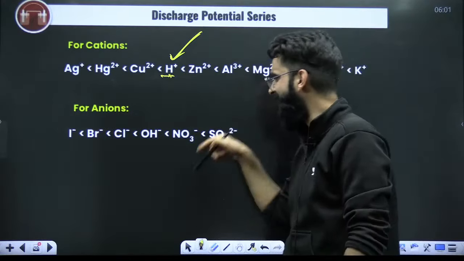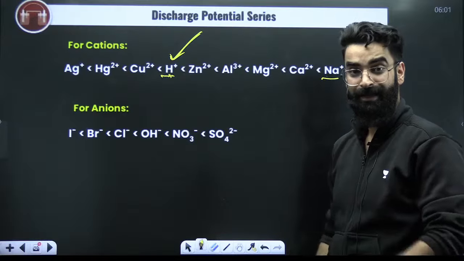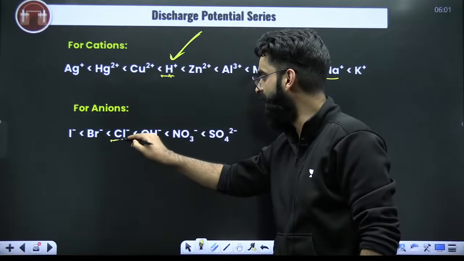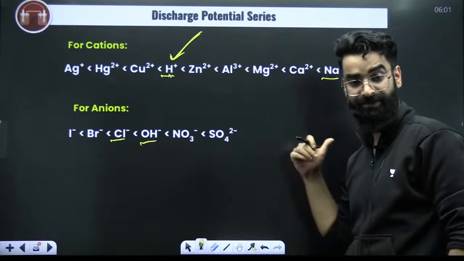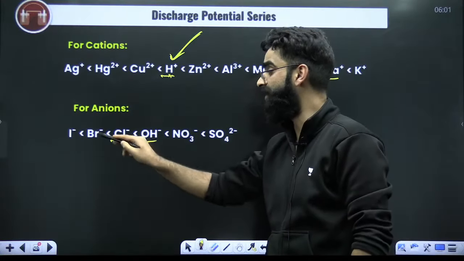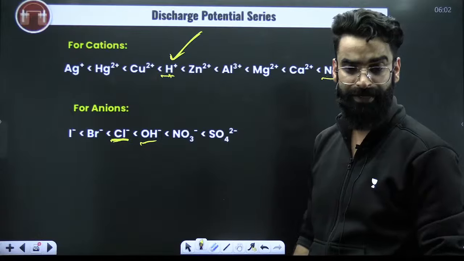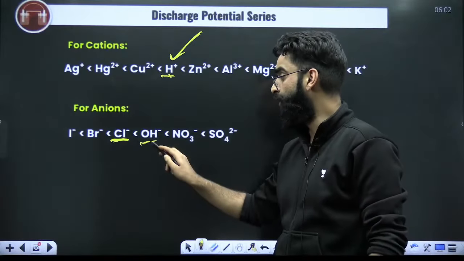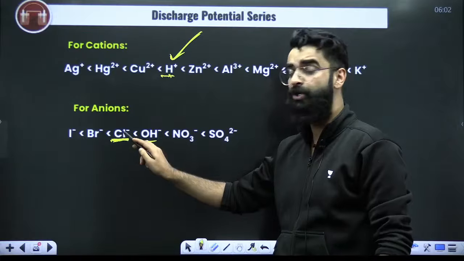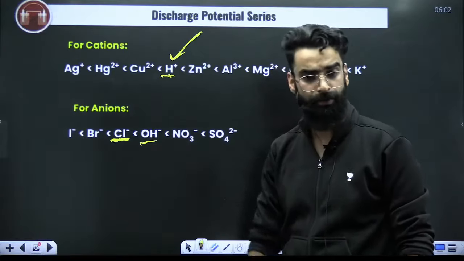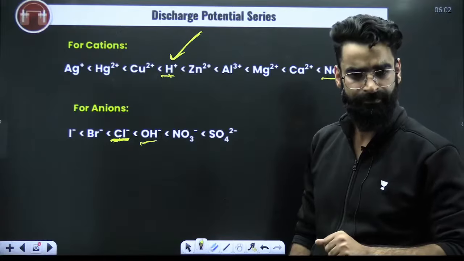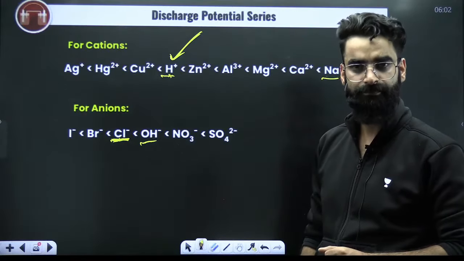Similarly, if you look at the anions, in the case which I gave you a few minutes back, aqueous NaCl, there are Cl negative ions and OH negative ions. Now, among these two ions, which one has got lesser discharge potential? It is Cl negative. So Cl negative will undergo oxidation at anode. As simple as that. Correct?